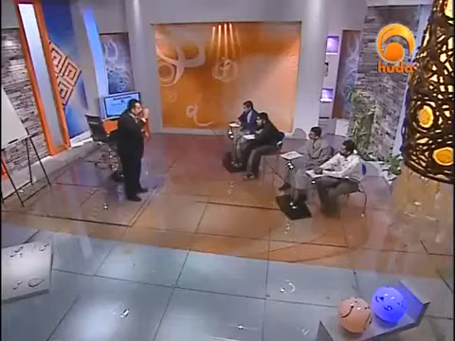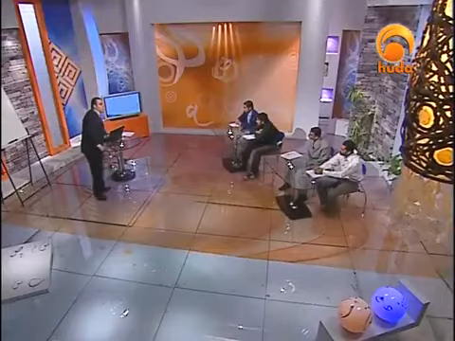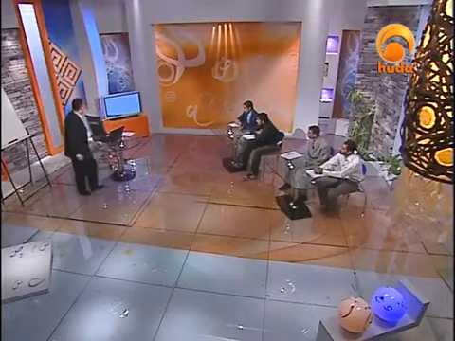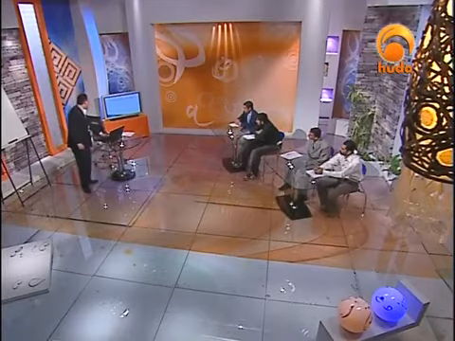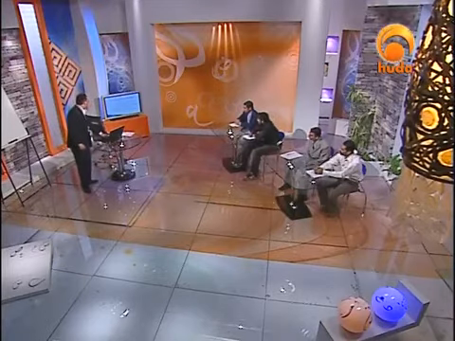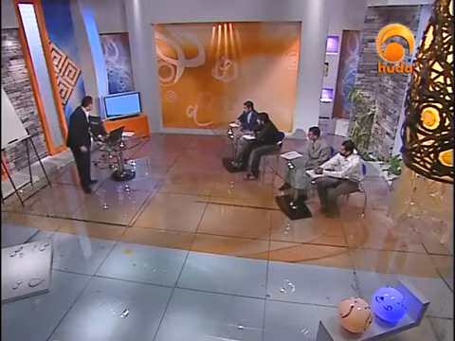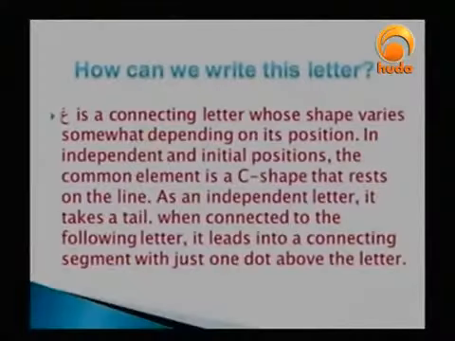Ghain, generally, could be close in writing style to Ain. In Ghain, we also have a tail, but we have just one dot, one dot above the letter. The dot has a specific position in Ghain. Ghain is a connecting letter whose shape varies somewhat depending on its position. In independent and initial positions, the common element is a C-shape that rests on the line. As an independent letter, it takes a tail. When connected to the following letter, it leads into a connecting segment with just one dot above the letter.